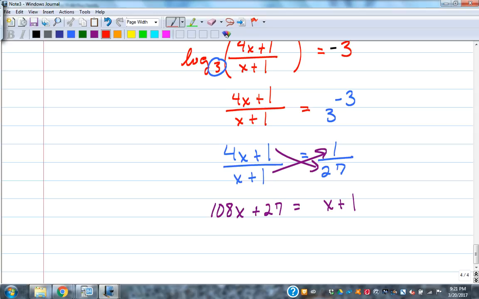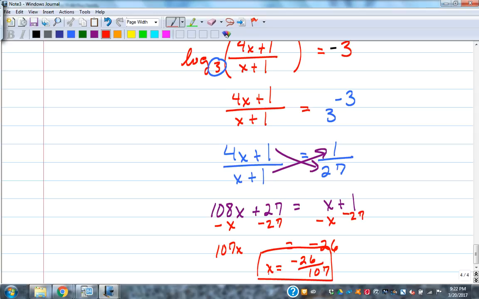Now what? Move like terms together. x is on one side, numbers on the other. 107x equals negative 26. x is negative 26 over 107. And then we need to check that.